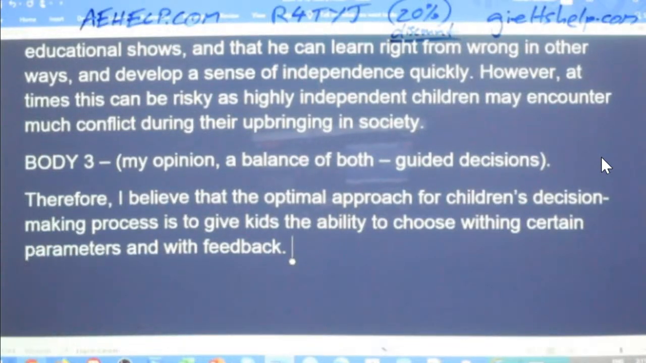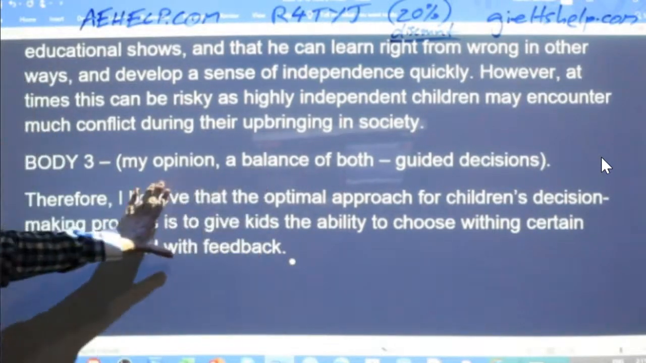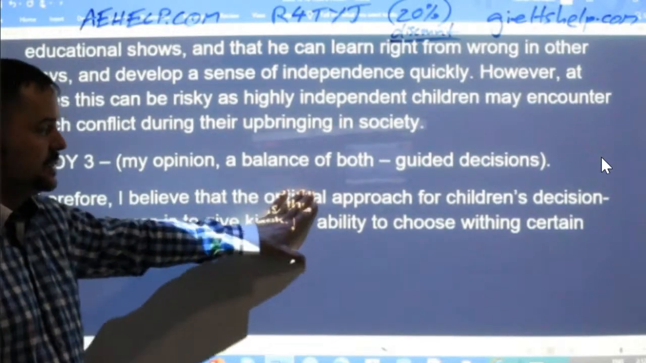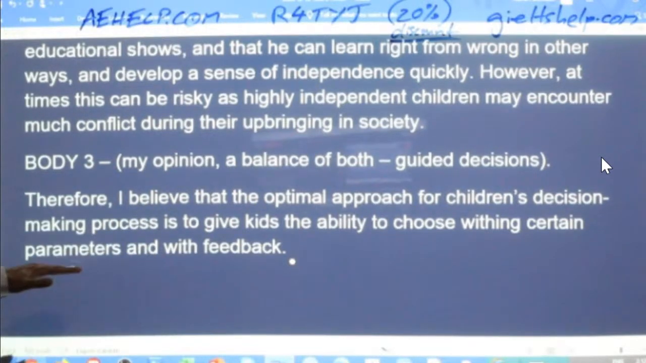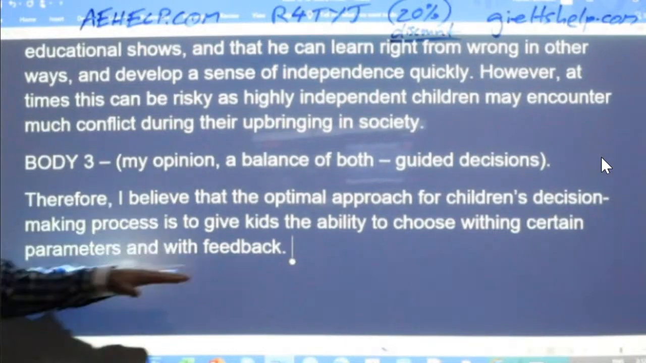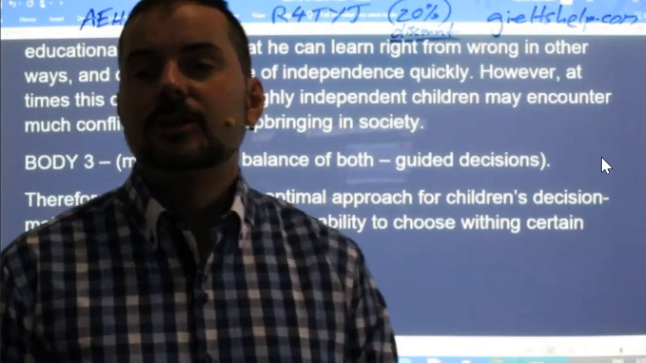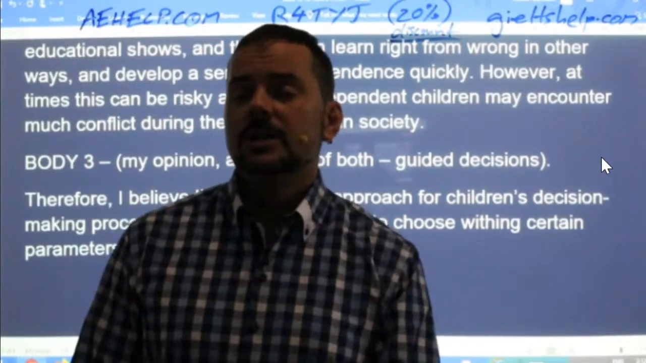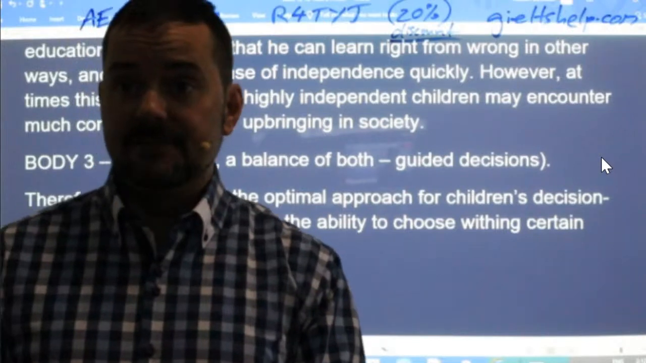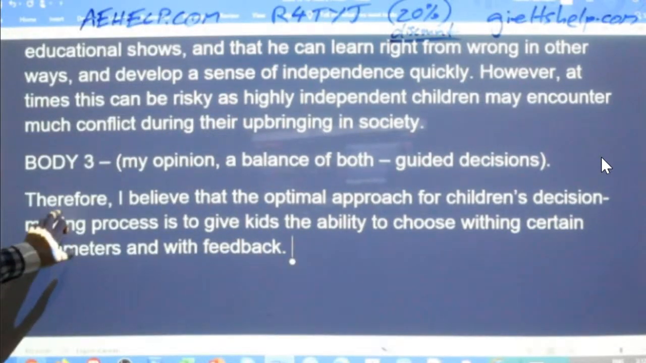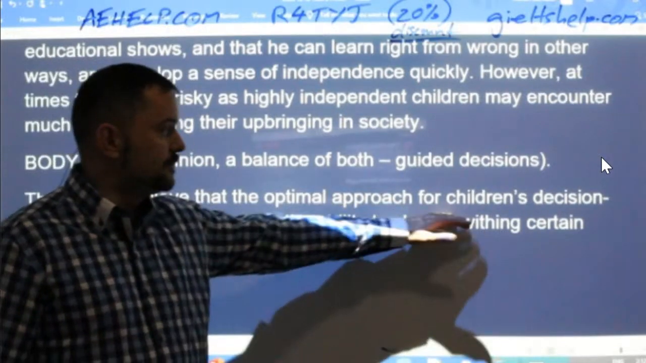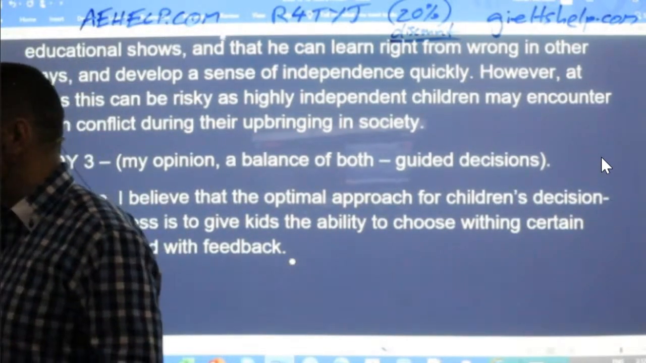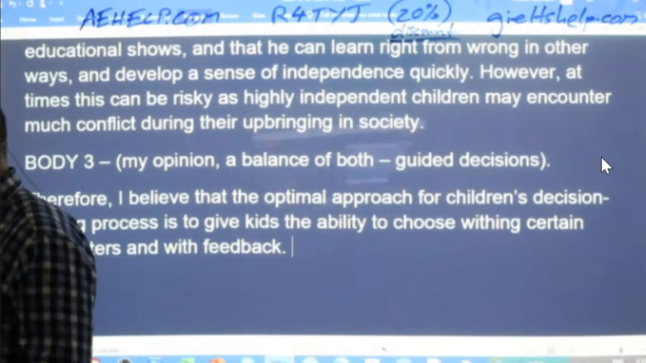So now I'm leading into my opinion, which is a balance of both, and I'm including both ideas here. Okay. So the guided decision with a bit more definition, right? So giving kids the ability to choose, giving them parameters, and giving them feedback, okay? Lubna says, however, too much independence can spoil young minds. I think that's a great connecting sentence, Lubna. So if that's your last sentence for your second body paragraph, you're definitely on the right path. You can continue with this sentence and it would sound really nice. Therefore, I believe that the optimal approach for children's decision-making process is to give the kids the ability to choose within certain parameters and with feedback.